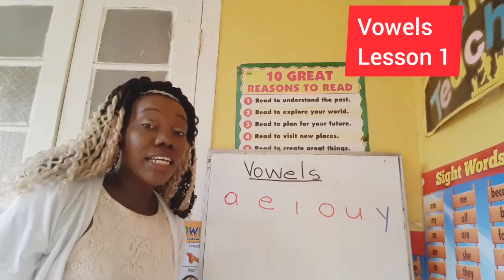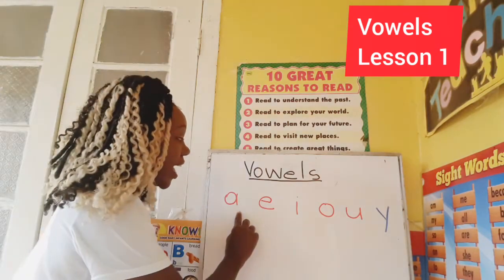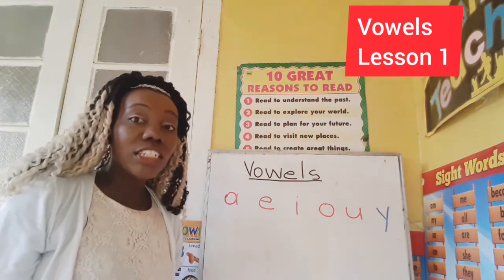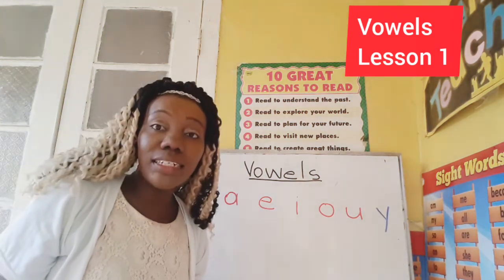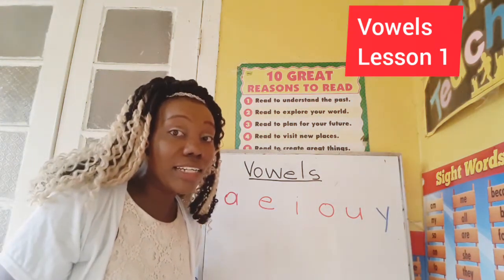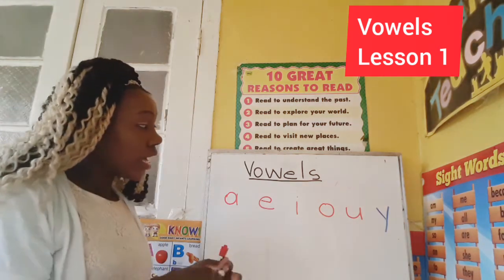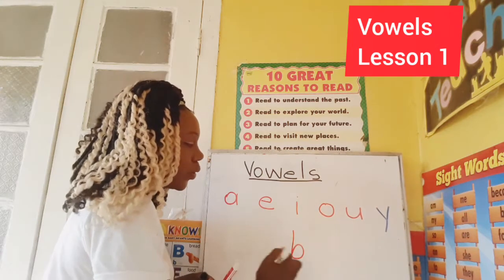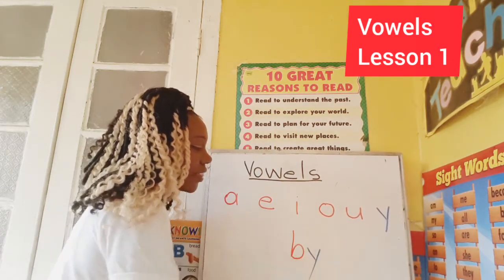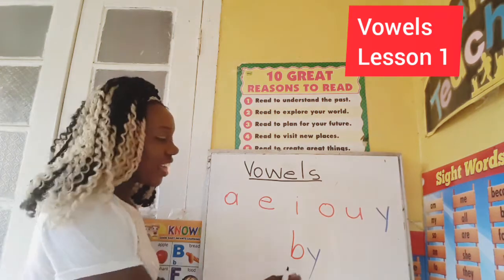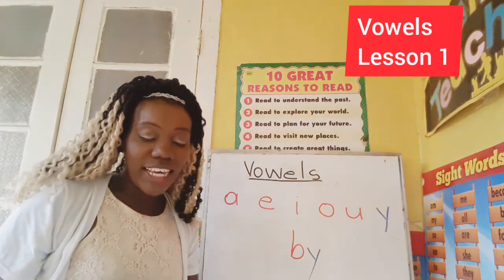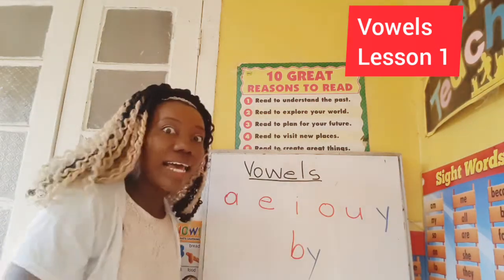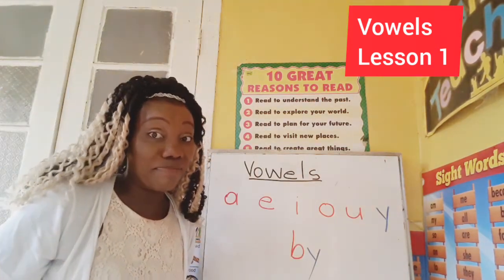Because sometimes in a word, if we do not see any of these letters, we may see Y. And once you see Y with a consonant, because the other letters are called consonants, like B with Y, then Y is the vowel. So that's why we say sometimes Y. So these are the important letters in the alphabet.